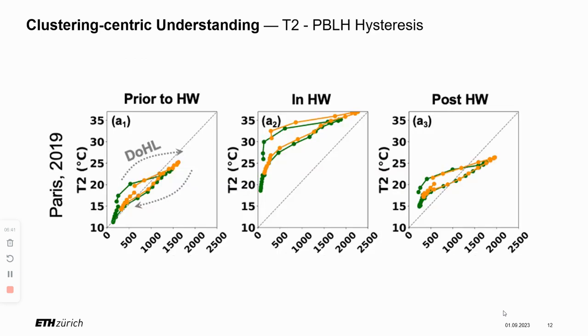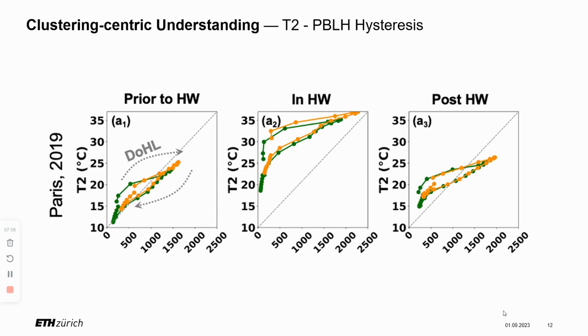So now we do the analysis for the T2 and the planetary boundary layer hysteresis loop. Here I would like to explain a little bit. We do 3 days average for time window before heat wave, and then we do another 3 days for the heat wave period, and after that we do another 3 days after the heat wave. So we see a very nice expanding of this hysteresis loop.